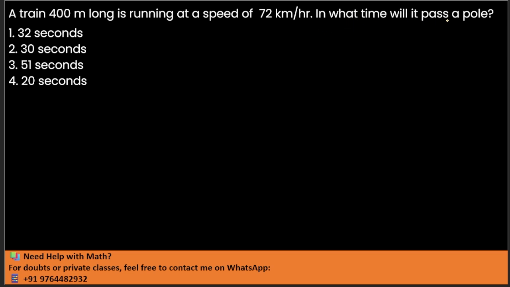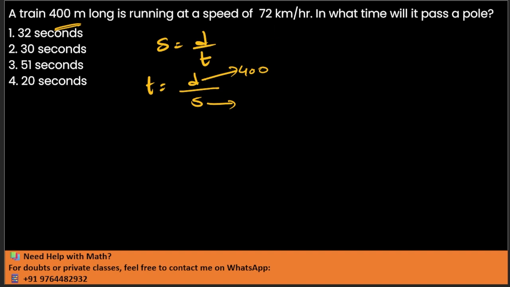Okay, in what time will it pass a pole? So we have the formula, speed is equal to distance upon time. And I need time, so t is equal to distance upon speed. I have the distance. The distance is equal to the length of the train, and this is equal to 400 meter.